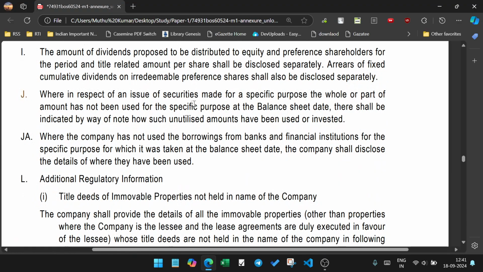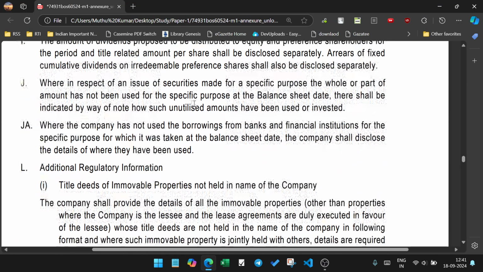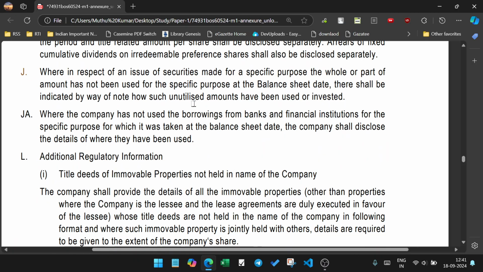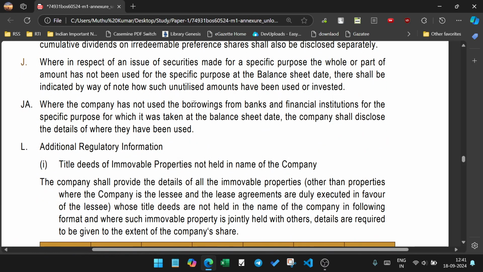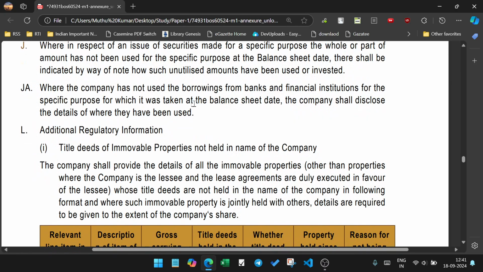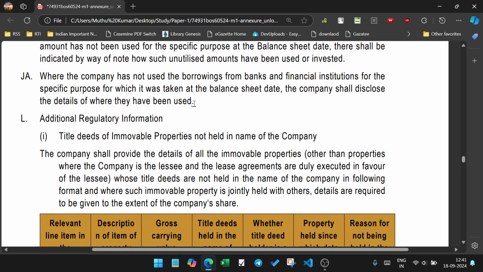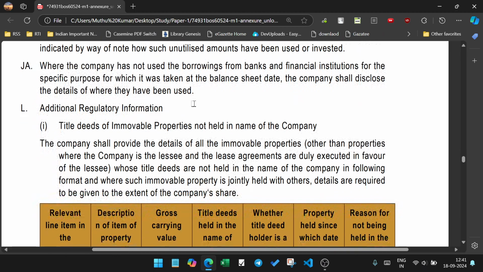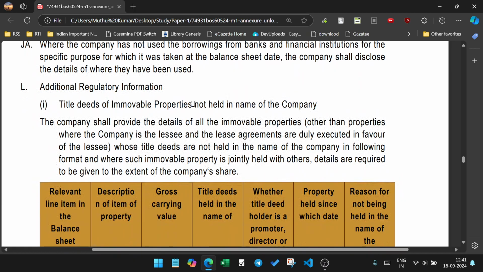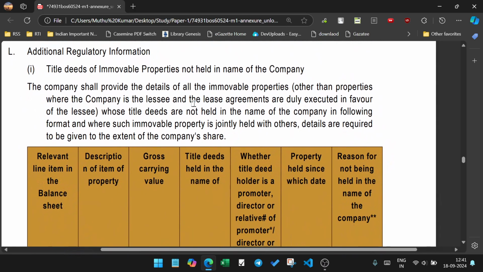With respect to the issue of securities made for a specific purpose, where the whole or part has not been used for the specific purpose as at the balance sheet date, the company shall indicate by way of note how such unutilised amount has been used or invested. Where a company has not used borrowings from banks or financial institutions for the specific purpose for which they were taken as on the balance sheet date, the company should disclose the details of where they have been used. Additional regulatory information.